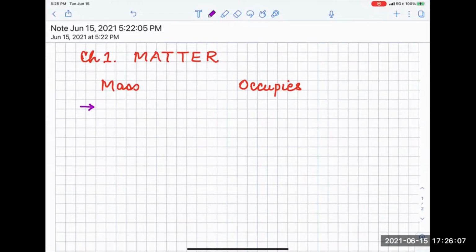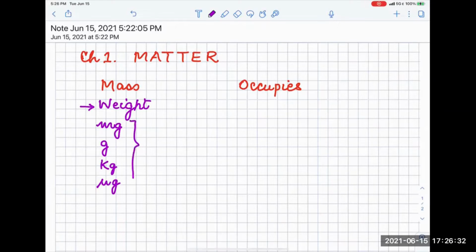It's the mass that occupies space. Mass and occupies space, very good. So how do you measure the mass? What are the units for mass? Like milligrams, kilogram. Very good. So milligrams, grams, kilograms, micrograms. These units signify whatever number you have. That number tells you this is in the context of taking the weight of an object. In other words, how much it weighs.